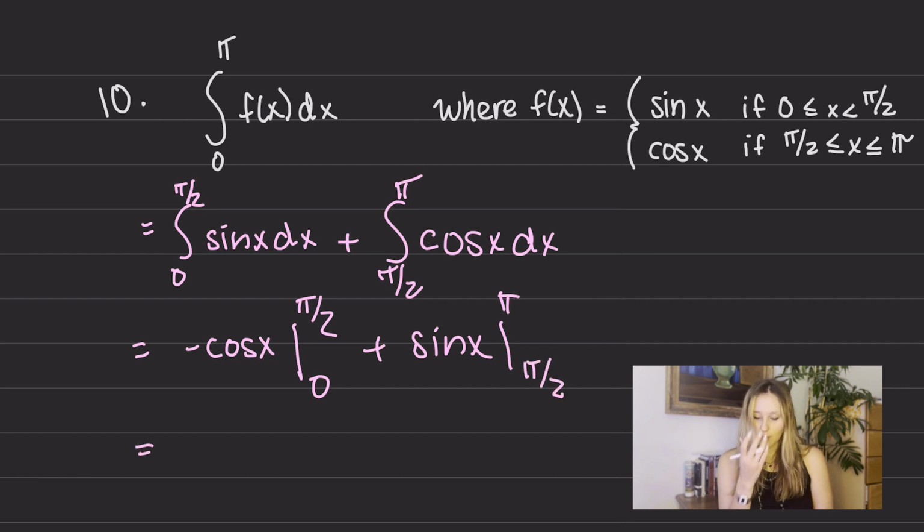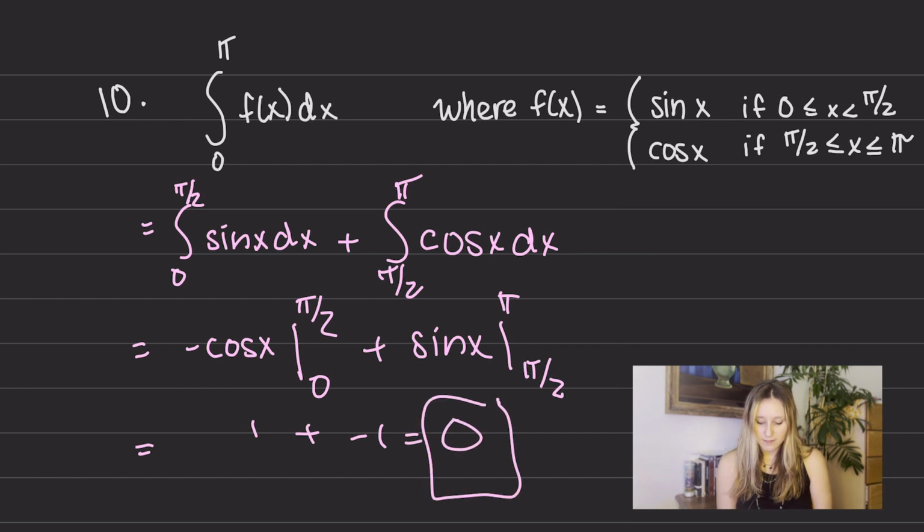Rewriting this, we get cosine of pi over 2 is 0, cosine of 0 is 1. We're going to get minus 0 minus 1 is going to be minus 1, so that's just going to be a 1. I'm just going to erase these minus signs. And then sine of pi is going to be 0, and sine of pi over 2 is going to be 1, so we get 0 minus 1. This is going to be minus 1. And then we get 0. That is our final answer here.